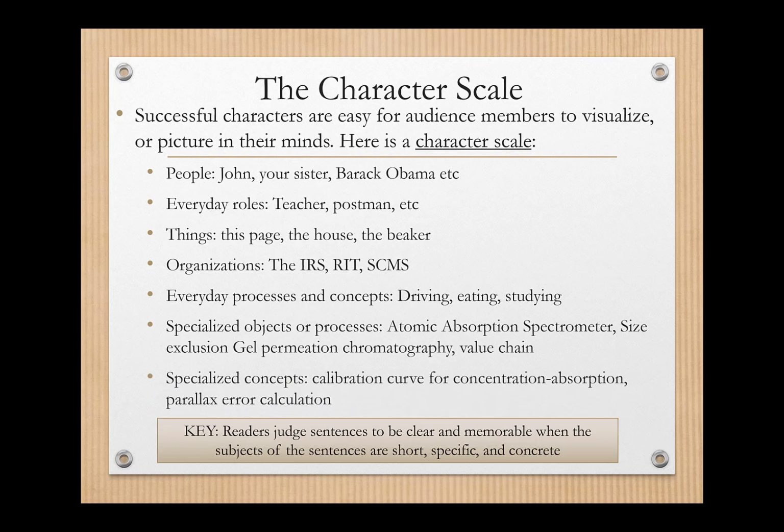Finely specialized concepts: a calibration curve for concentration, absorption, parallax, error calculation. Can you imagine if I started a sentence with this? I think I'd lose everybody in the audience. So higher up the list is better. Try to start your sentences always with characters that are higher up this list.